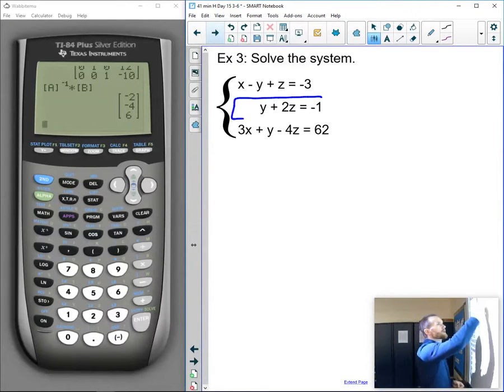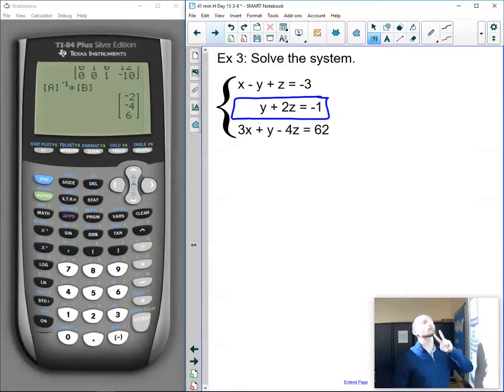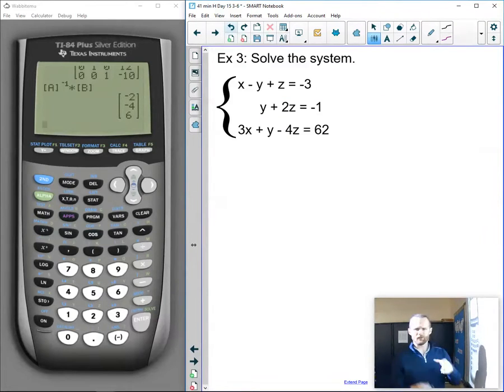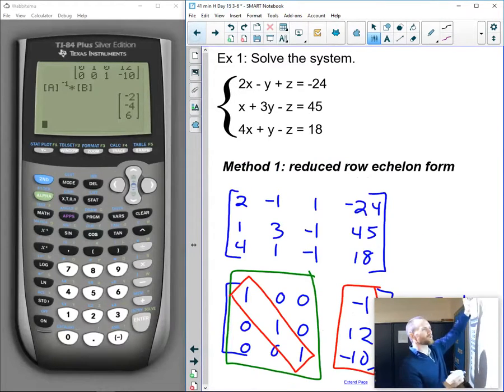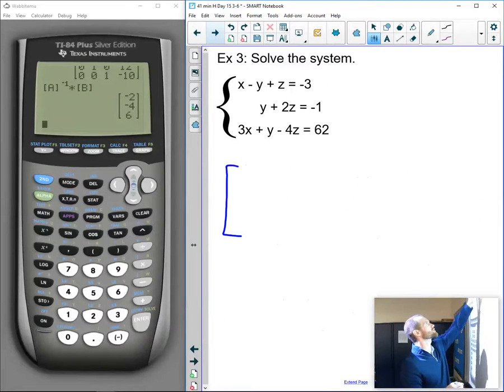This second equation has only 2 variables. It's missing an unknown. So some students think, well, wait a minute, how am I going to enter that into the matrix? Well, we'll get there. So let's use the reduced row echelon form. I feel like I always forget the name of it. Reduced row echelon form. Okay. Yeah, we're just using the shortcut here.